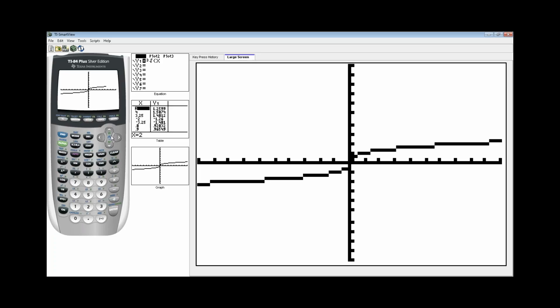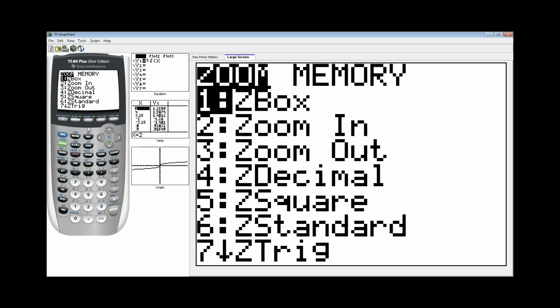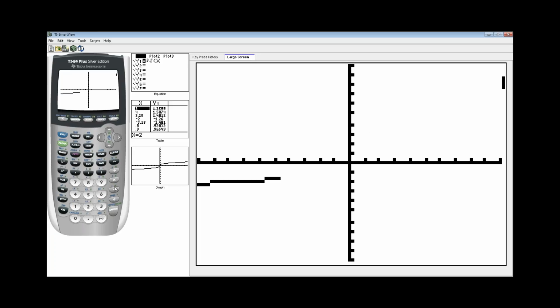Now let's say your window was looking different and you couldn't see what you wanted to see. If you press zoom, standard, that's a good one to choose because it gives you that standard window I just showed you. You could type 6, or scroll down to number 6. Here's the graph of the cube root of x. You can take this and compare it with the ones in the question, and choose the appropriate graph.